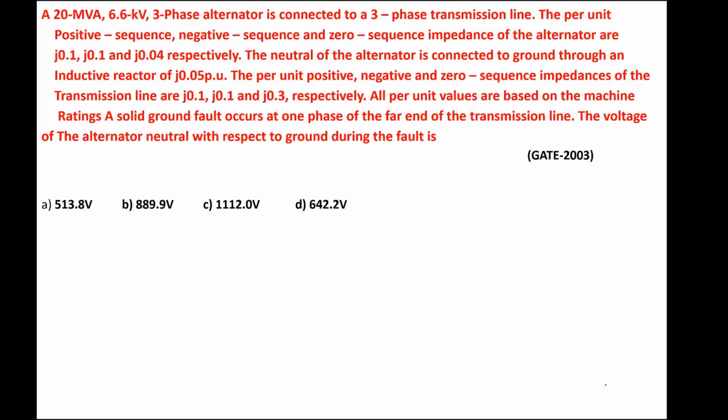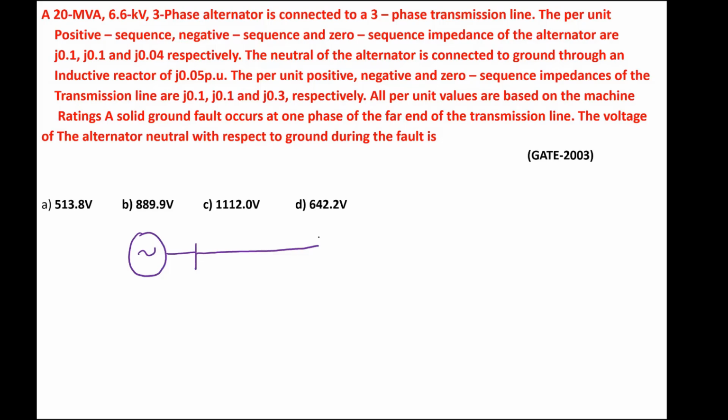So here what he's telling: a 20 MVA, 6.6 kV three-phase alternator is connected to a three-phase transmission line. So he's telling, an alternator is connected to a three-phase transmission line. Understand?